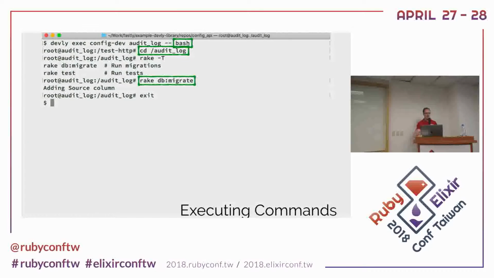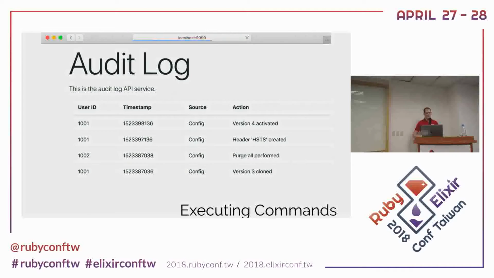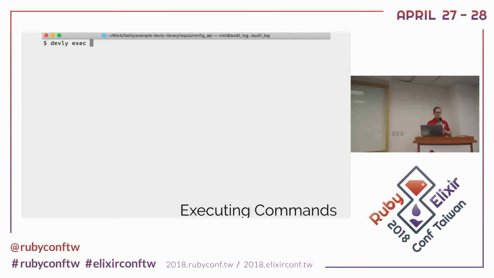Let's go back to the browser and check it. Reloading the page in the browser shows the source column migration is complete. Now that we've remembered where the rake tasks live, let's run the command directly so we can use our shell history in case we need to roll back and retry the migration. So we switch back to our terminal and run our migrations using devly exec with a complete rake command line.